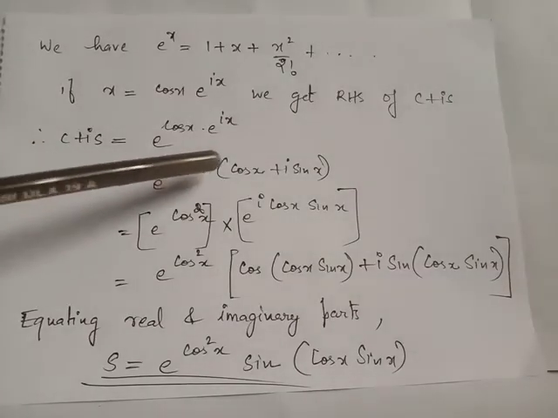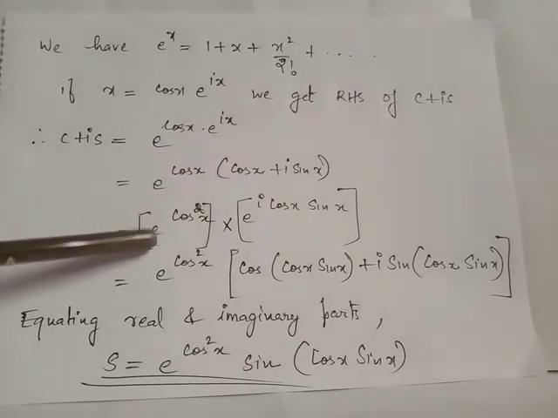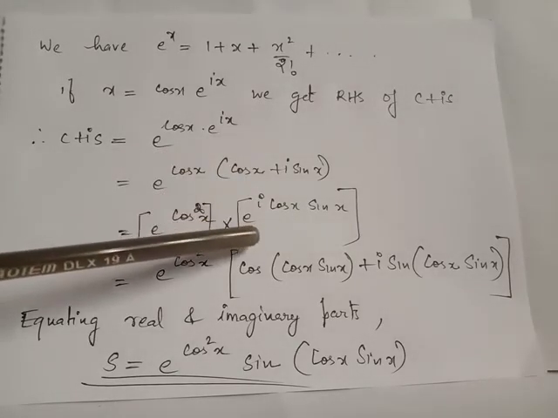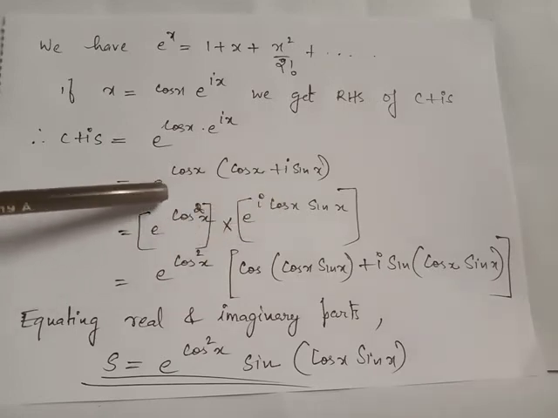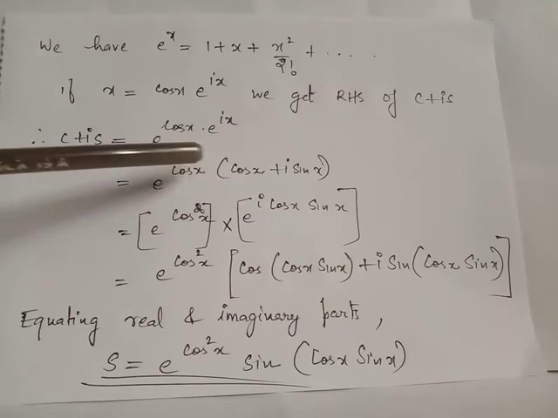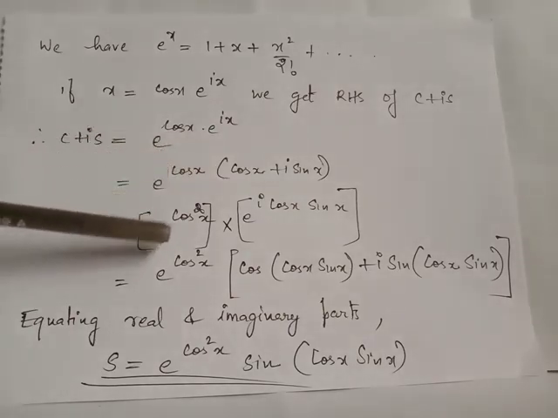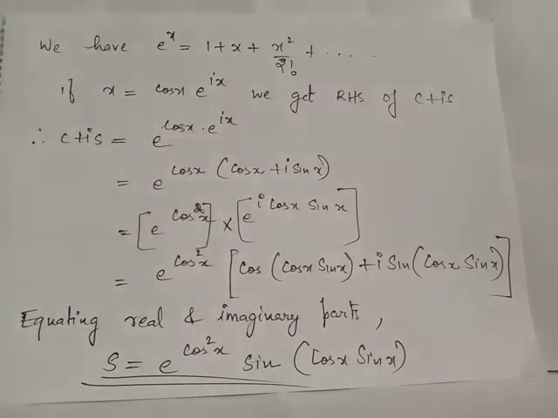We multiply cos x inside the bracket, we have e raised to cos square x into e raised to i cos x into sin x. This is of the form e raised to m plus n by the exponential law. This can be rewritten as e raised to m into e raised to n.